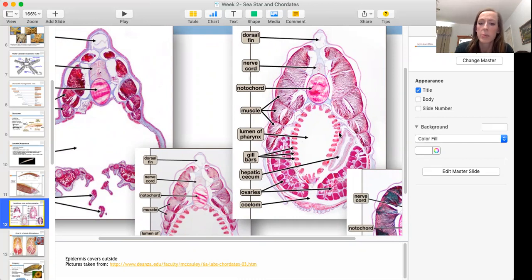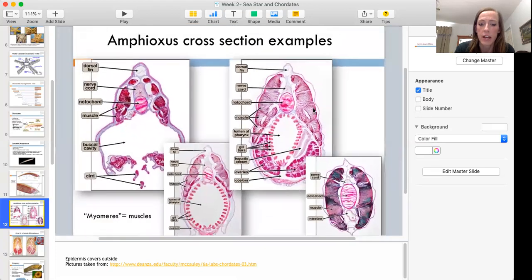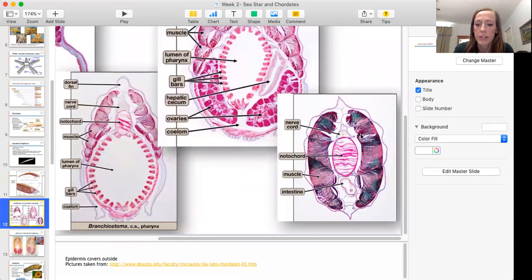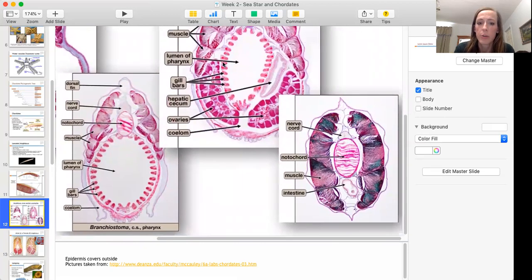Okay, so we've still got, like I said, the pharynx, the gill bars and gill slits, the gonads, the hepatic cecum, myomeres and myosepta, the notochord, dorsal nerve cord, and dorsal fin. All of that is kind of the same as what we had seen before. Okay. All right, and then if we look towards the tail, now you no longer have the gills, right? The gill bars and slits. So this is no longer the pharynx. Now it is the intestine.